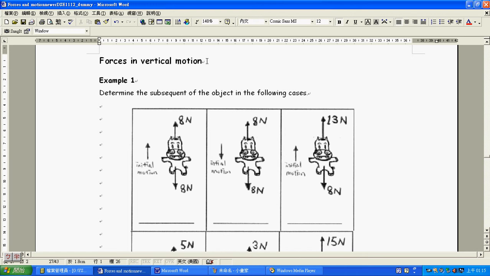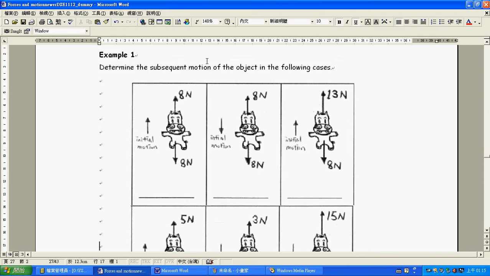Okay, now let's move on to the page with the title Forces in Vertical Motion at the top. Let's look at example 1. Determine the subsequent motion of the object in the following cases. There should be the words subsequent motion.